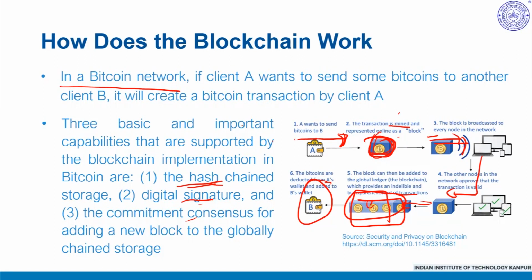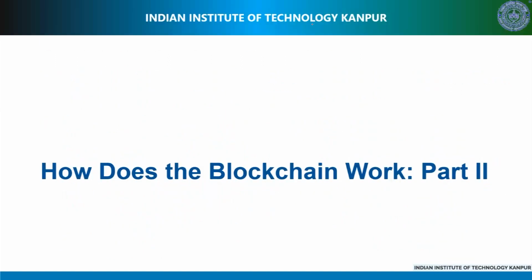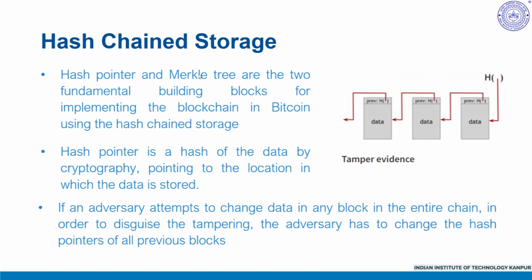So to summarize, in this video, we introduced the blockchain functioning. We showed how a transaction takes place and why it is immutable and secure and cannot be modified by an attacker or malicious party. In this video, we'll discuss hash pointer, Merkle tree, and digital signature, which are the key components of a blockchain. First, let us start with hash chain storage. A hash pointer and Merkle tree are two fundamental building blocks for implementing the blockchain on a blockchain network such as Bitcoin using hash chain storage.